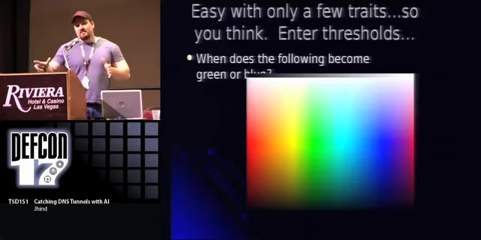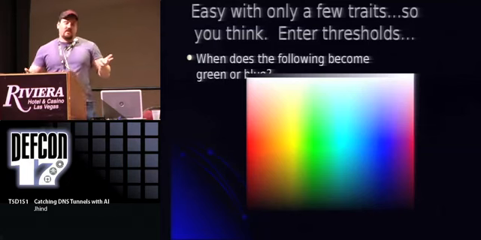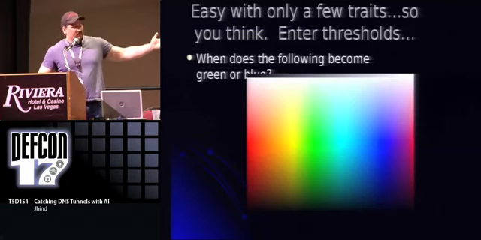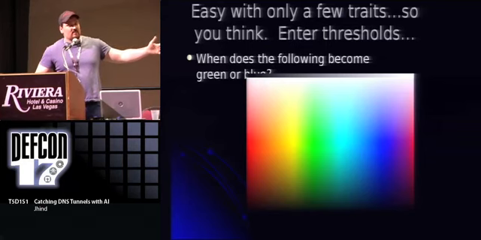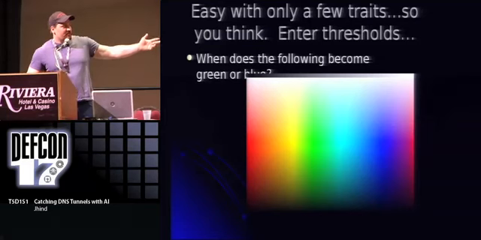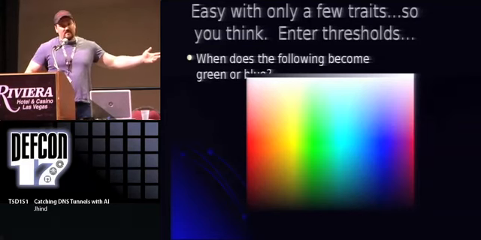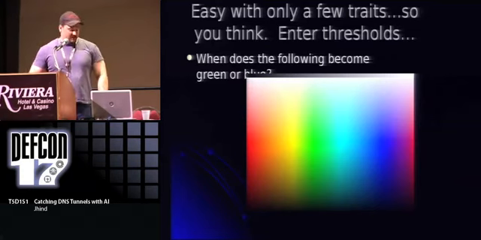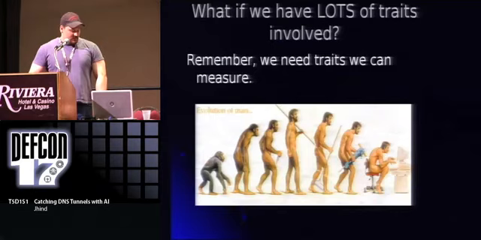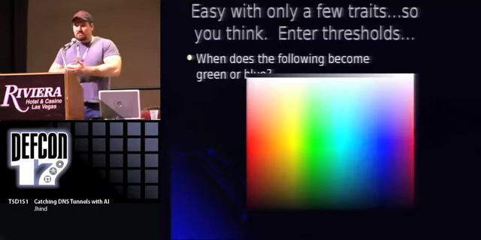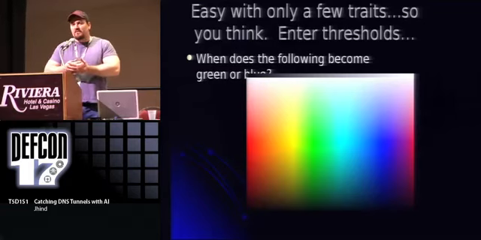So that was a really easy example. You only had a couple traits, color. But here's actually one trait. We're still talking about color, but it's much more complex. Because what if we asked you to just tell me when does green end and when does blue start? And that's a lot harder, because everyone has a different opinion on that. So that's where thresholding comes in. So thresholds would be your personal threshold of when green becomes blue.